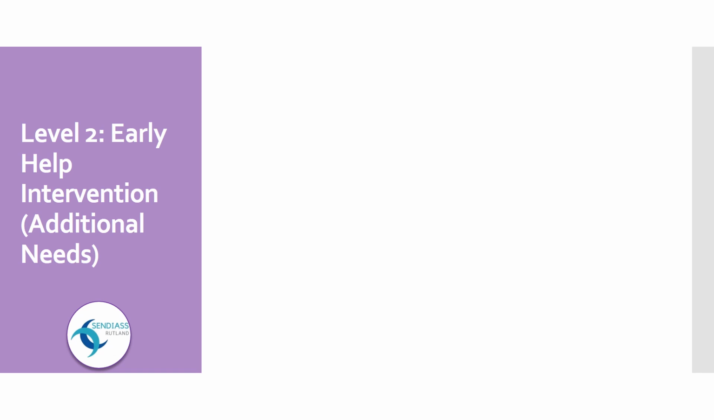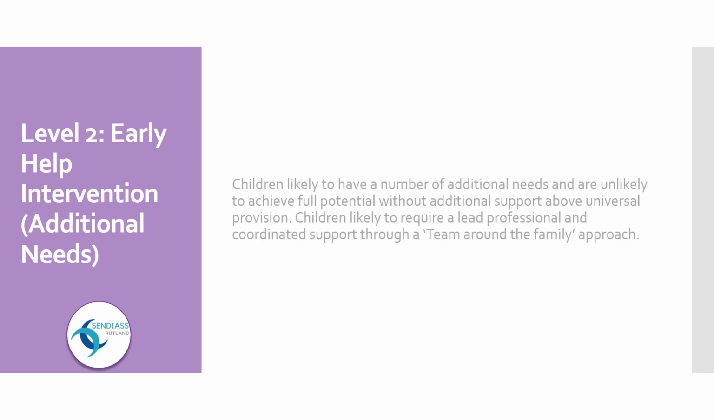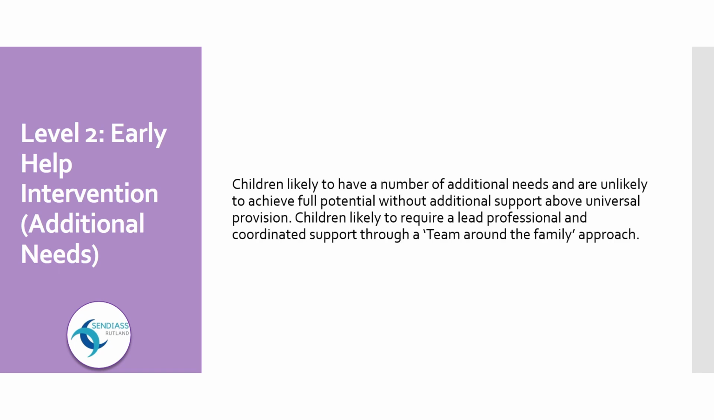Level 2, early help intervention, additional needs. Children likely to have a number of additional needs and are unlikely to achieve full potential without additional support above universal provision. Children likely to require a lead professional and coordinated support through a team around the family approach. For more information on the eligibility criteria and what you can access, you can find the link in the details below.